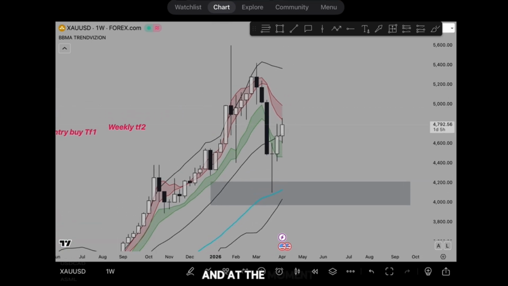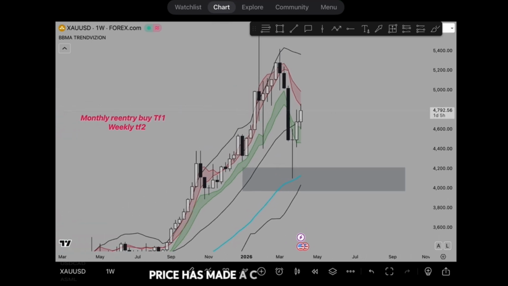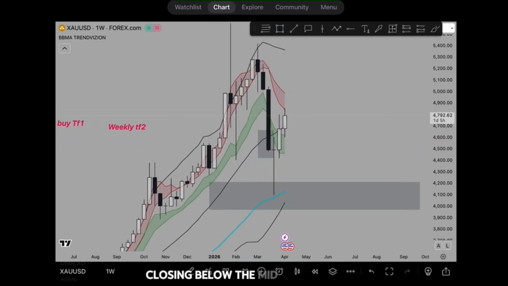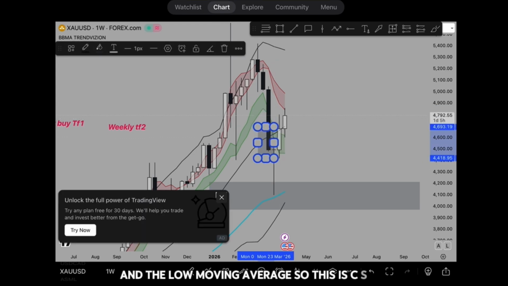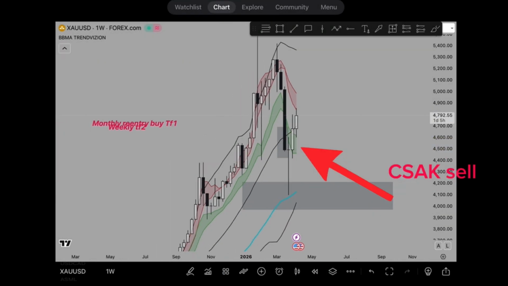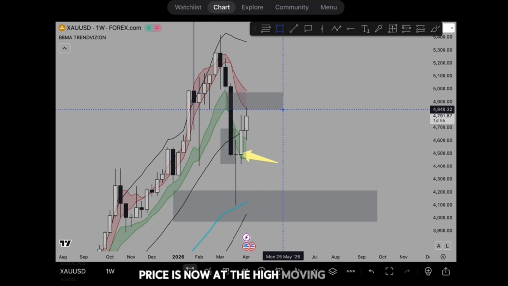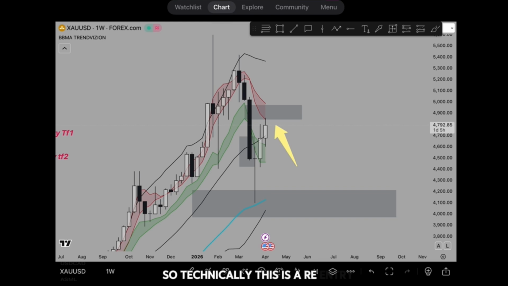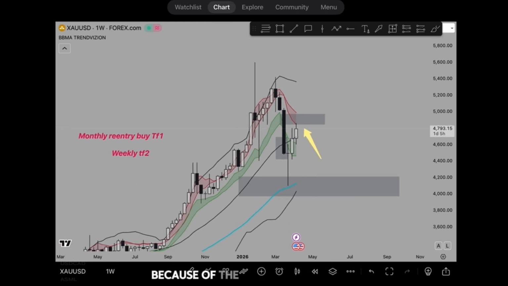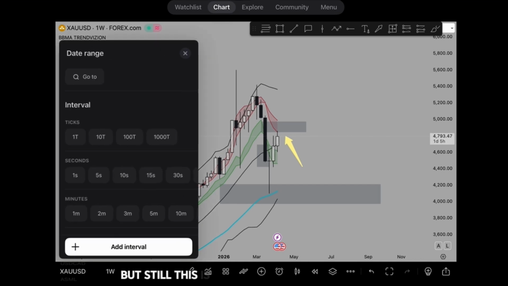And at the moment, price has made a CSAK sell 2 right here, closing below the mid Bollinger Band and the low moving average. So this is CSAK sell. Price is now at the high moving average. So technically this is a re-entry, although it's not super high probability because of the re-entry buy going on the time frame higher. But still, this is a zone where you can see price react a little bit.